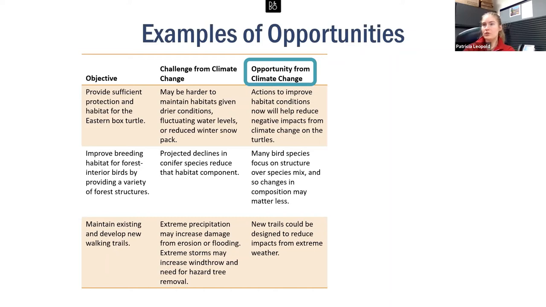Often the opportunities will point to potential adaptation actions, which is actually step four in the workbook. But if you have any ideas at this stage about what actions may be needed to help adapt to changing conditions, you can make note of that and then you'll have them ready for step four.